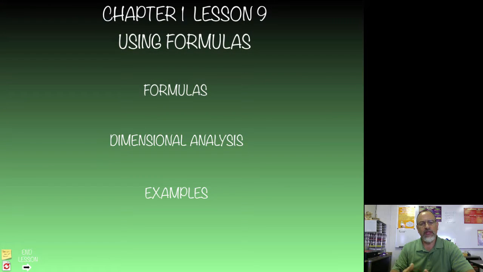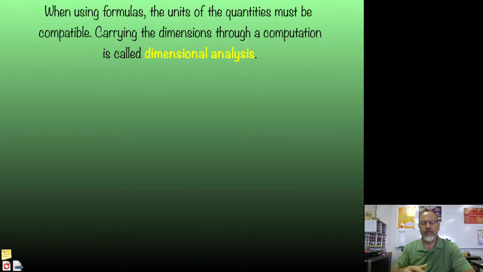Algebra Chapter 1, Lesson 9, and we want to wrap up this chapter and lesson by looking at dimensional analysis, and then we'll do a few examples where we calculate some quantities from formulas that we have. Now, when we're using formulas, the quantities that we have are always measured in units. Everything that we measure has units applied to it.